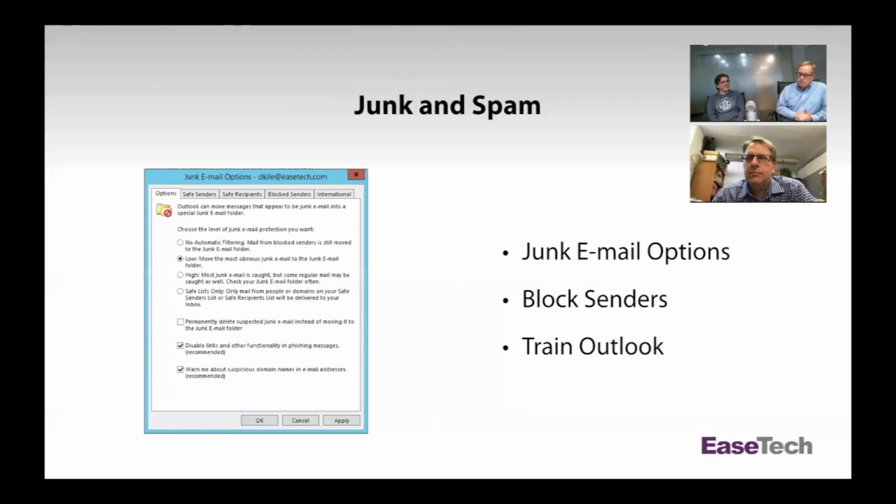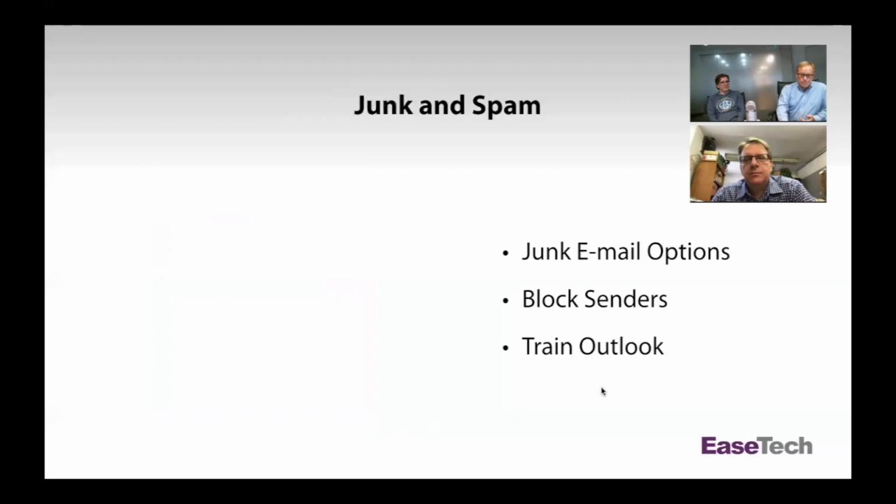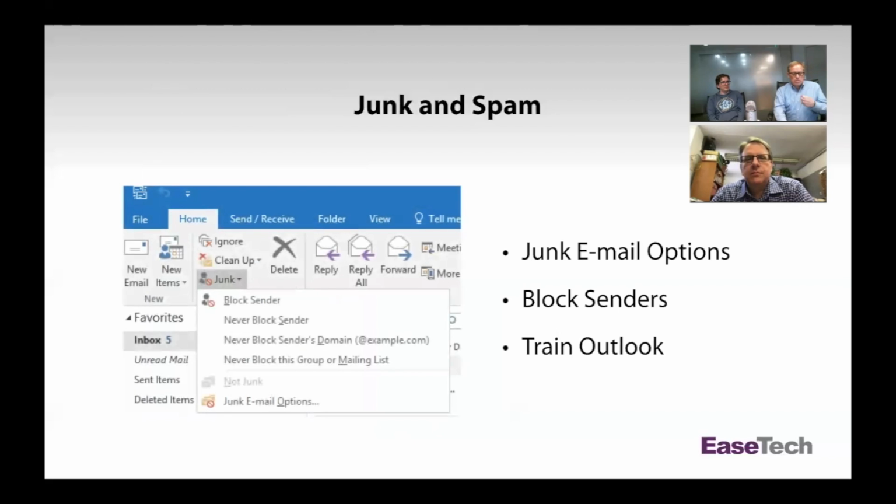So you make sure your junk email options are set, blocking certain senders as they come in. You're training Outlook to drag items in there that are not any good into your junk email. So here are some menus that you have in Outlook for Windows that you can see when you get the junk. You can block the sender. You can also reverse some things too. You can block a whole domain if you wanted to, or unblock a domain. So you have a lot of controls on some of these things.